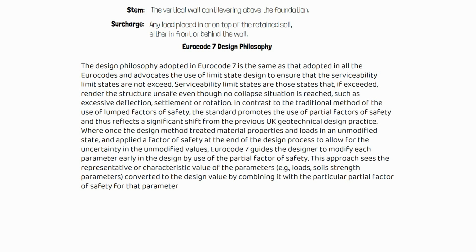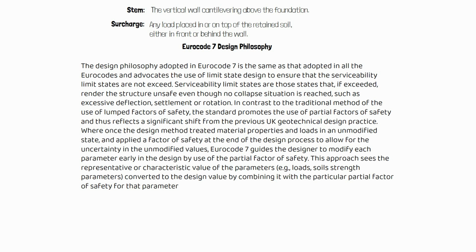In contrast to the traditional method of using a lumped factor of safety, the standard promotes the use of partial factors of safety and thus reflects a significant shift from the previous UK geotechnical design practice, where the design method treated material properties and loads in an unmodified state and applied a factor of safety at the end of the design process to allow for the uncertainty in the unmodified value.